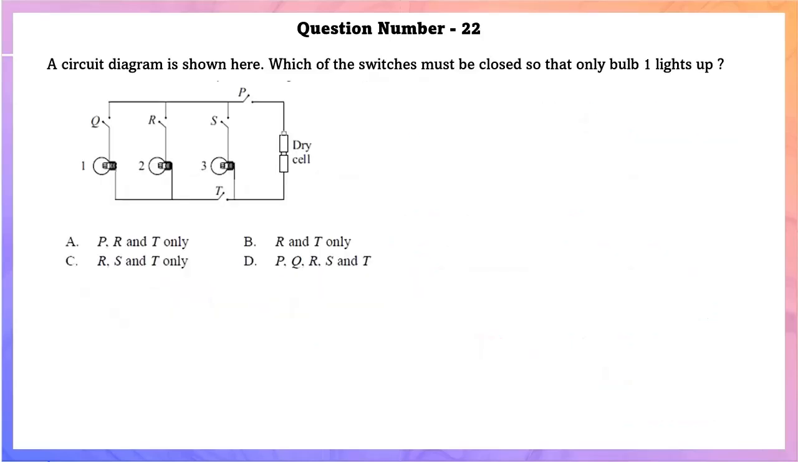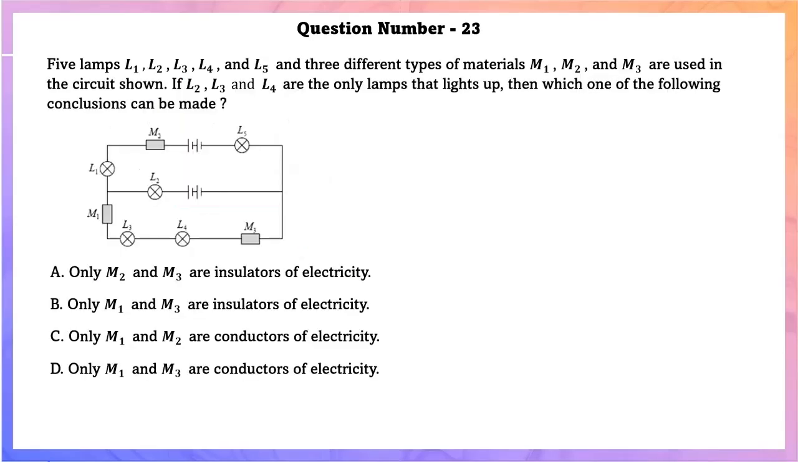Question number 22. A circuit diagram is shown here. Which of the switches must be closed so that only bulb 1 glows? The switches P, R and T should be closed so that only one bulb lights up.